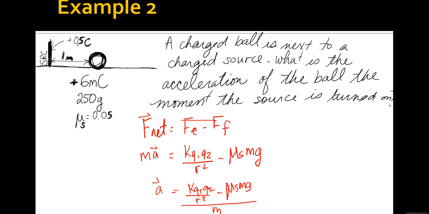Because everything's happening on the x-axis here, we don't need to separate this into x and y. It's a simple one-dimensional problem. And so we have the electrostatic force minus the coefficient, the force of friction, divided by mass to give you the acceleration. Okay? It ends up giving you some humongous number.